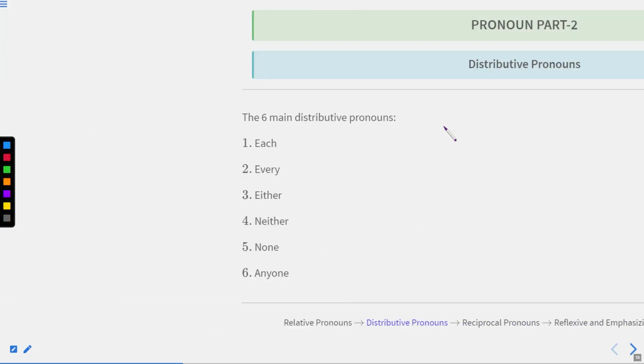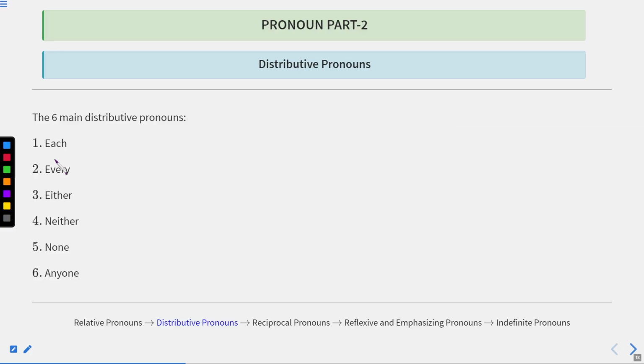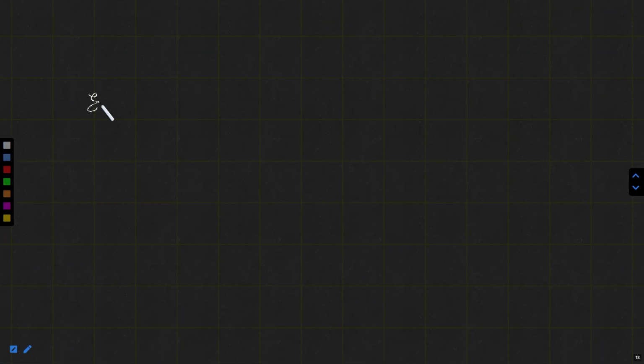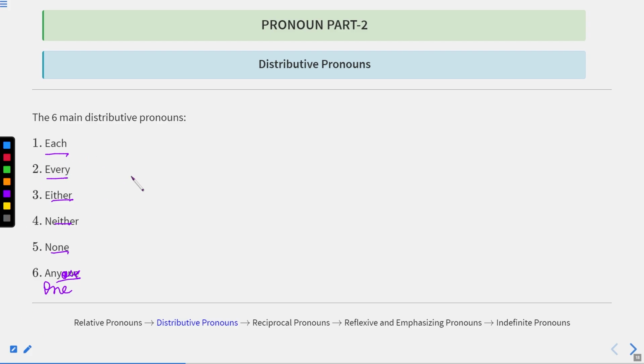The types of distributive pronouns are each, every, either, neither, none, anyone. Now we cannot say anyone, but we can say any or one; any and one are separate parts. Now what happens when we use these words like either, neither, or any of these words? Let me tell you over here only. Whenever we use these words, this word is actually any or one.